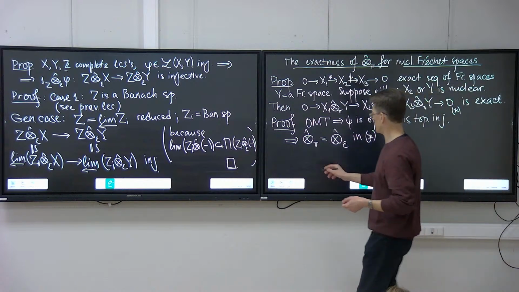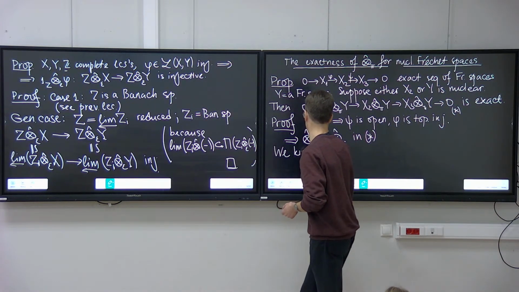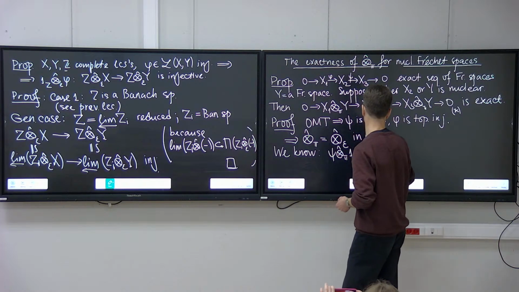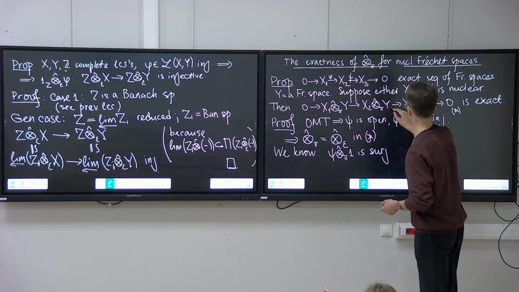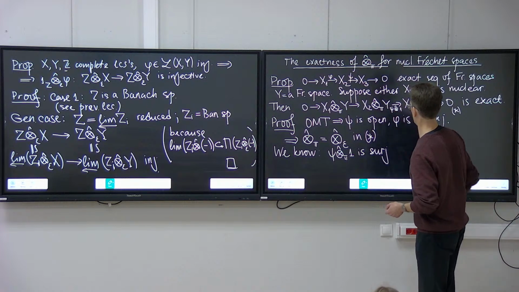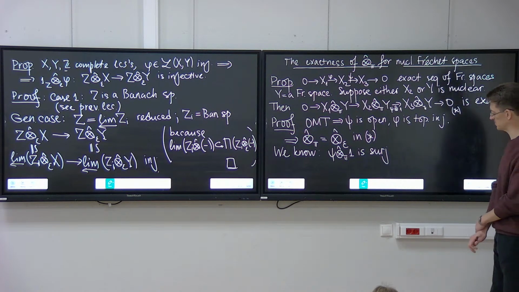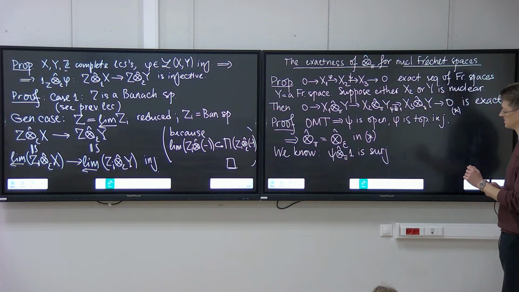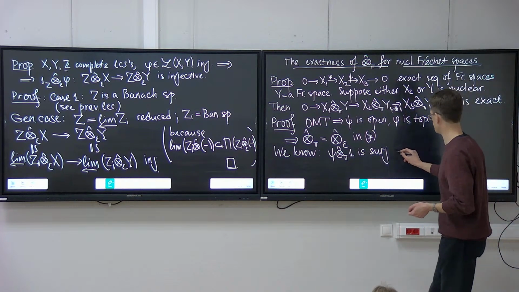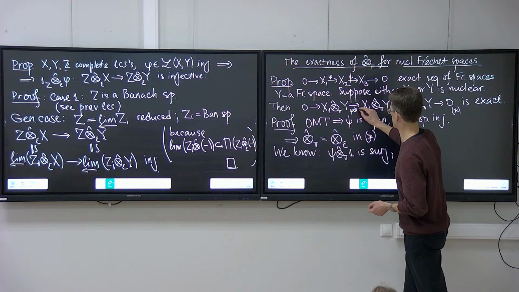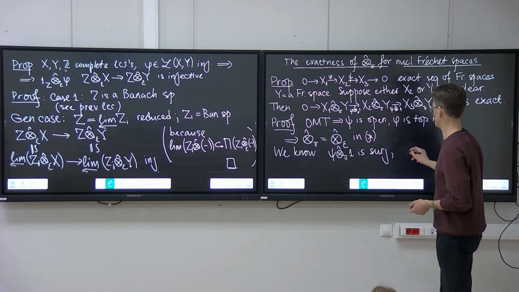Okay, now we also know that psi tensor 1 is surjective. It is surjective because this is the general property of the projective tensor product. The projective tensor product of two surjections between Fréchet spaces is surjective. And we also know that the range of phi tensor 1 is dense in the kernel of psi tensor 1.